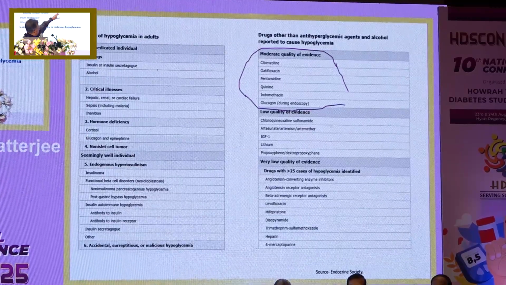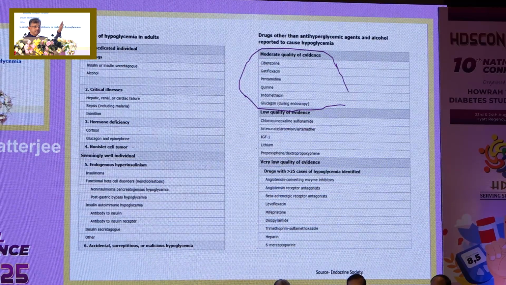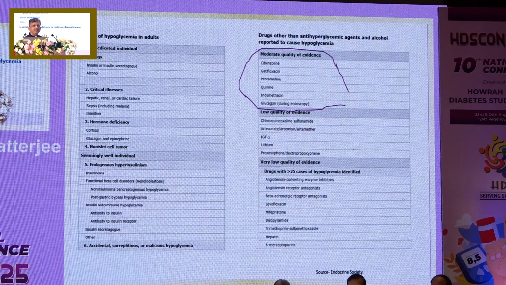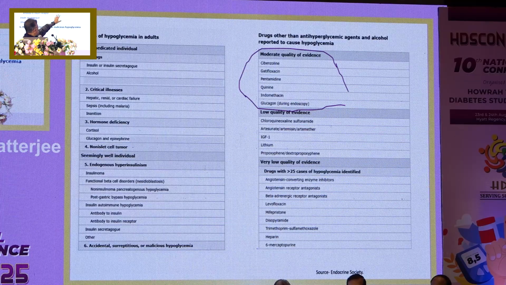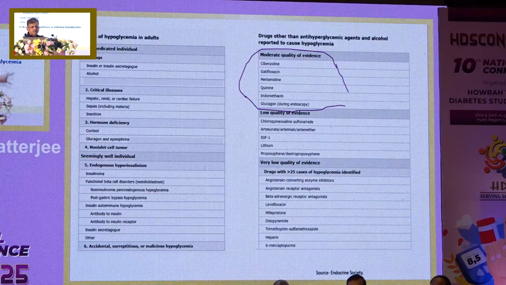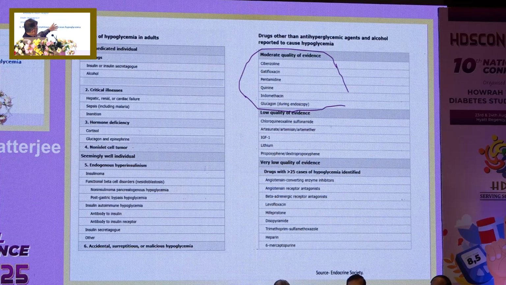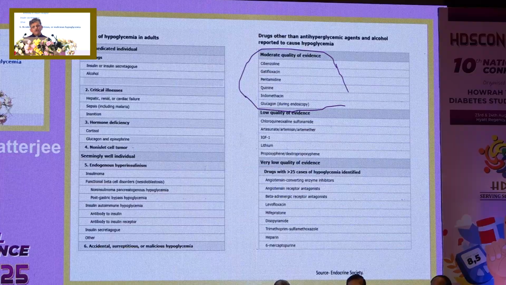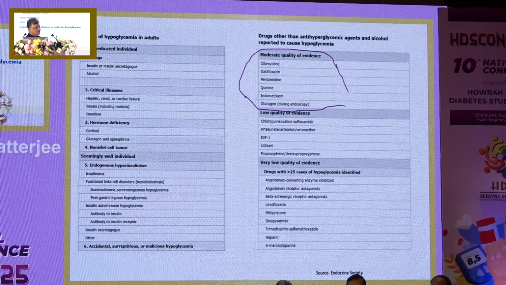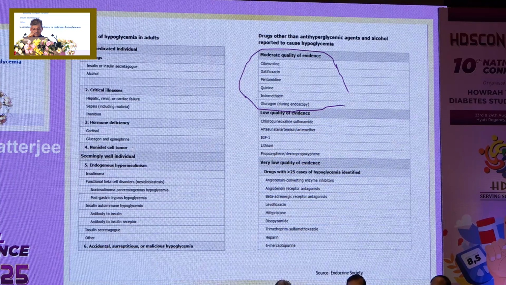If you look at the drugs causing hypoglycemia, apart from anti-diabetic agents, hypoglycemic agents and alcohol, there is very little evidence-based data. I have taken this from the Endocrine Society guidelines, and there are few drugs that have moderate quality of evidence. The rest of the drugs have very poor quality of evidence. So we often talk about beta blockers, ACE inhibitors, ARBs, fluoroquinolones, but except for gatifloxacin, there are few cases, maybe 25 or more, that have shown they can actually cause hypoglycemia in a non-diabetic patient.